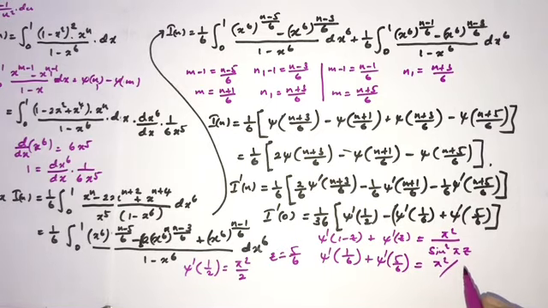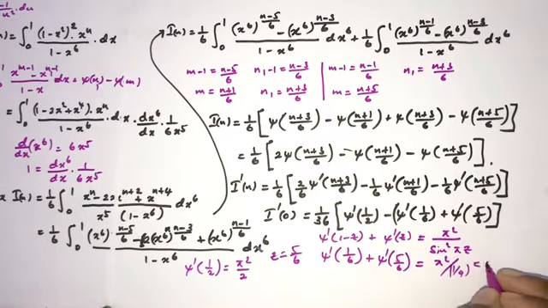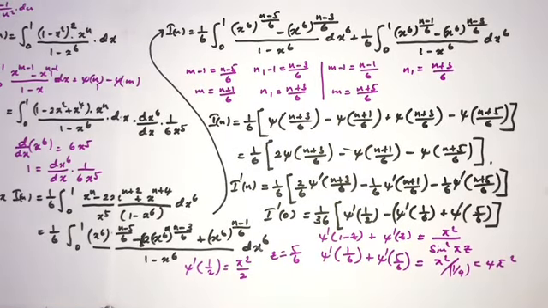We know sine of 5 times pi over 6 is equal to 1/2. So here square, so 1 over 4, and this is equal to 4 times pi square.